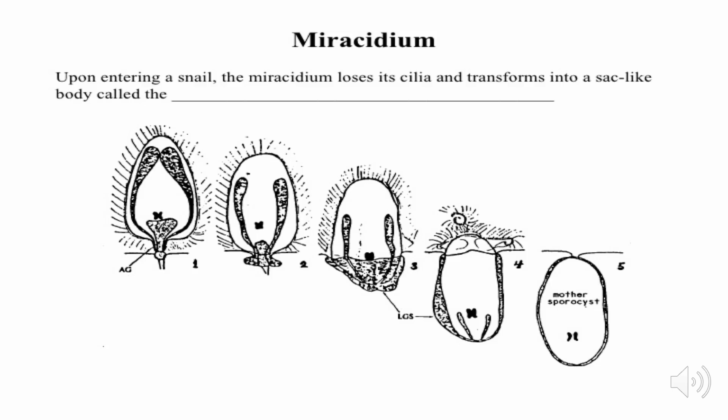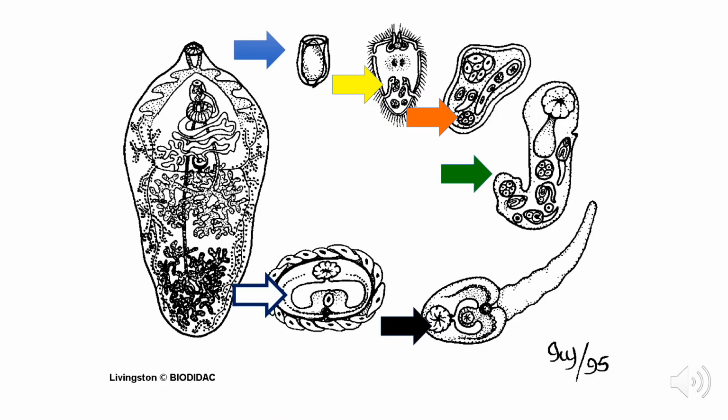As I have told you a while ago, as the miracidium invades the body of the snail, it will start losing its cilia. And once inside the body of the snail, it will now be enclosed in a sac-like body, and you will refer to it as sporocyst. Let's review. Blue arrow is ovum. Yellow arrow is miracidium. And once the miracidium is already inside the body of the snail, it will lose its cilia and it will be enclosed in a sac-like body. You will call it sporocyst.